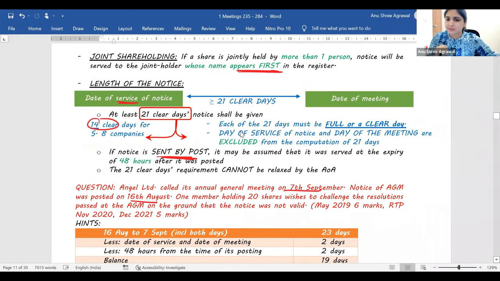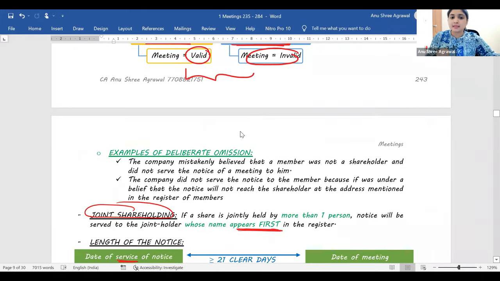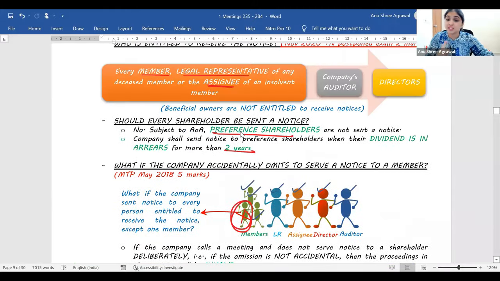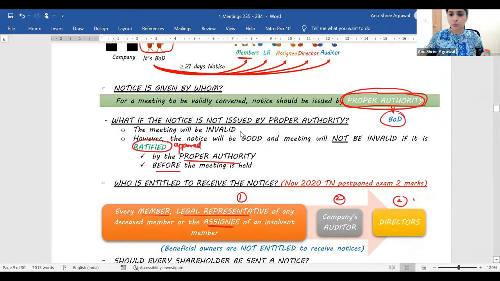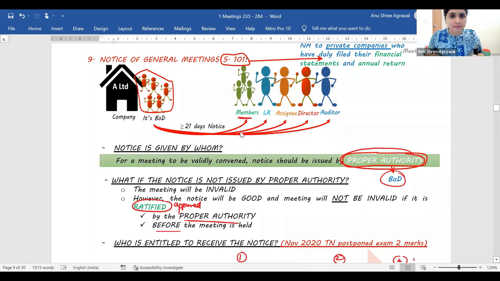Until here, whatever concepts we've learned, let us go from the beginning of the notice discussion with Section 101. Notice has to be given by whom? Notice has to be given by the proper authority. Who is this proper authority? The proper authority is the board of directors. What if notice is given by any other person? The meeting will become invalid. But you can keep the meeting still valid if it is ratified by the proper authority on or before the date of the meeting.